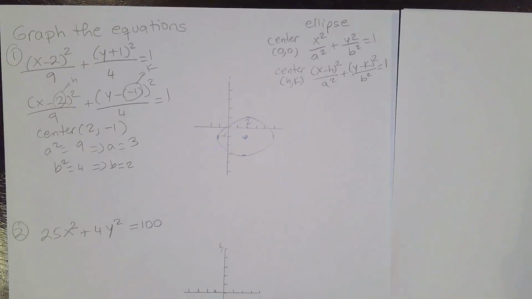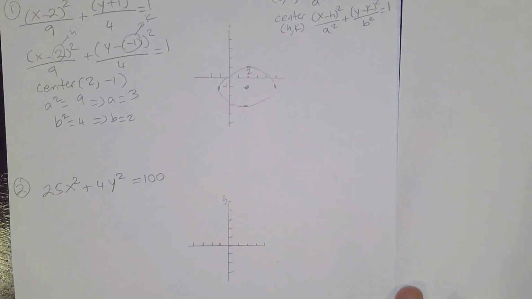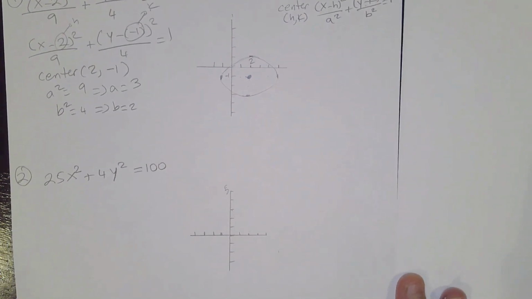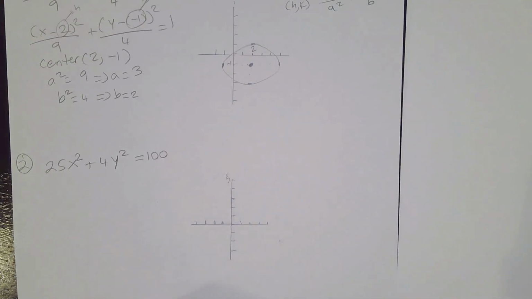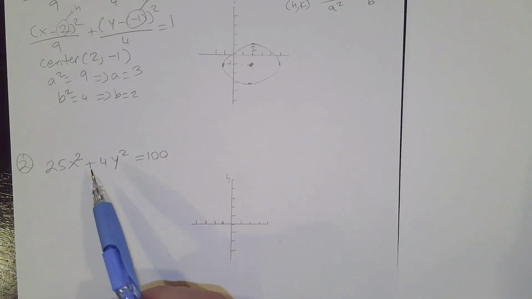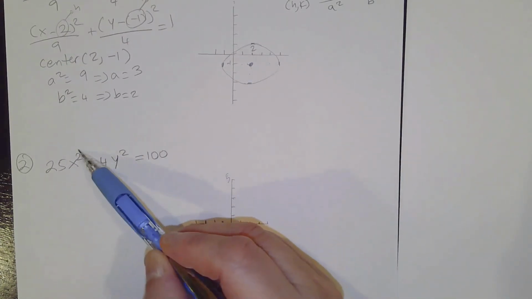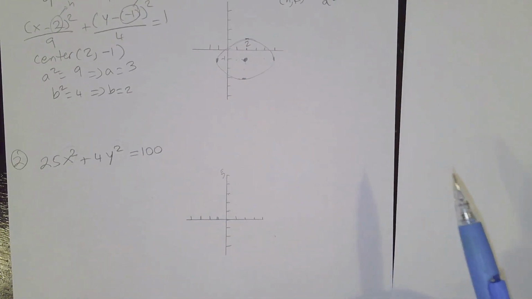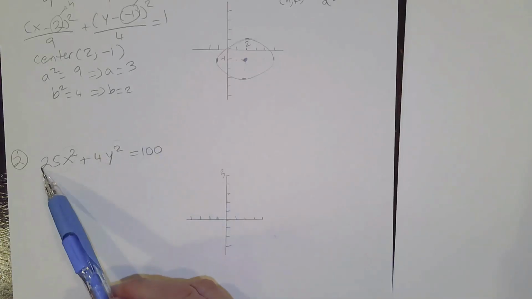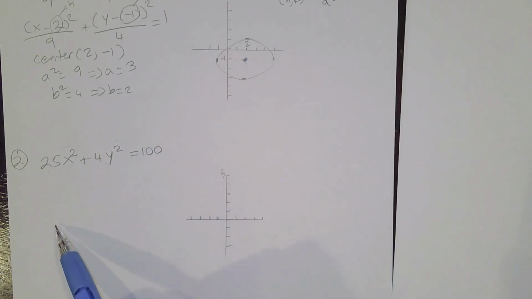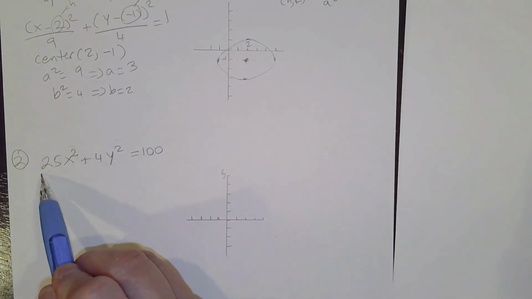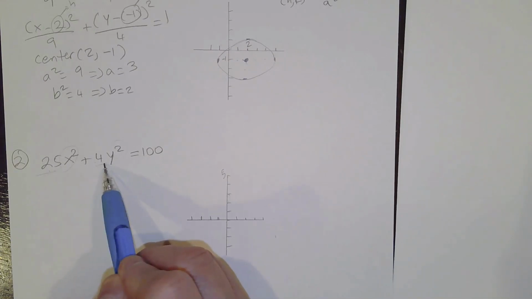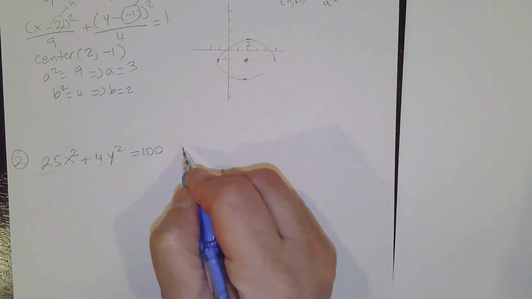Now let's go to the second problem. The second problem is 25x squared plus 4y squared equals 1. Now how do we graph this one? First, how do we know what it is? First of all, you realize that both x and y are squared, so you can eliminate having a parabola. And they both have the same sign, so it's either a circle or an ellipse. This must be an ellipse. Why? Because the coefficient of x squared is different than the coefficient of y squared.